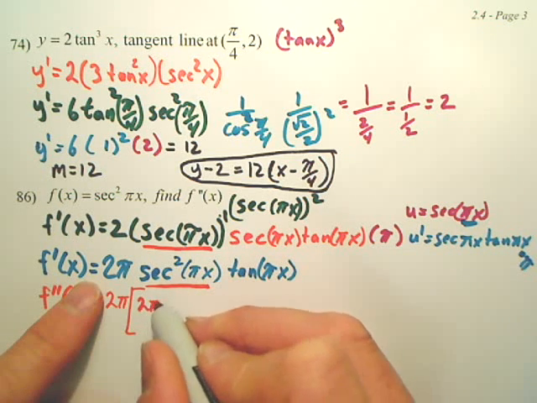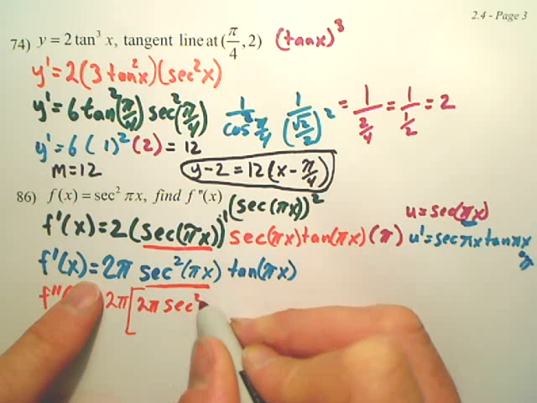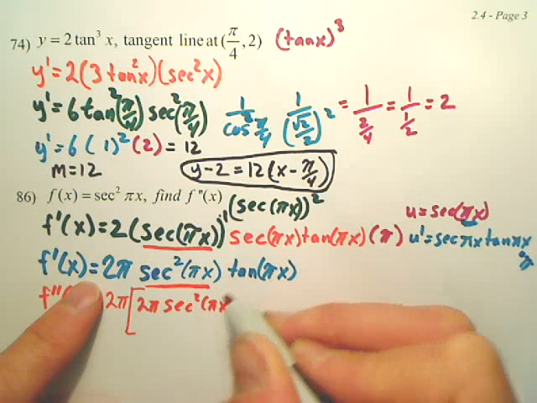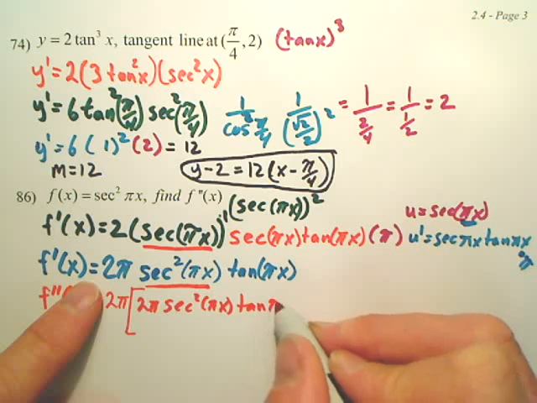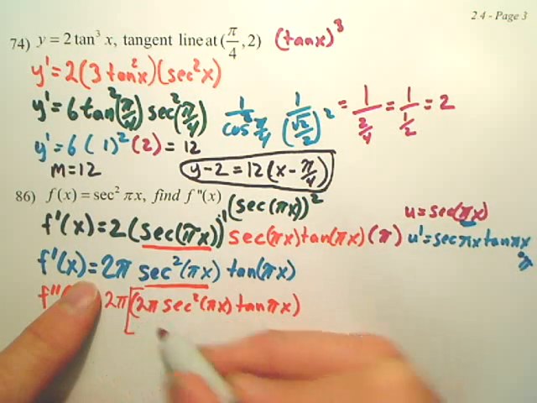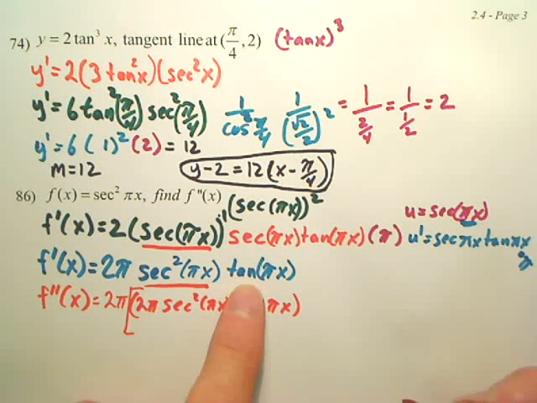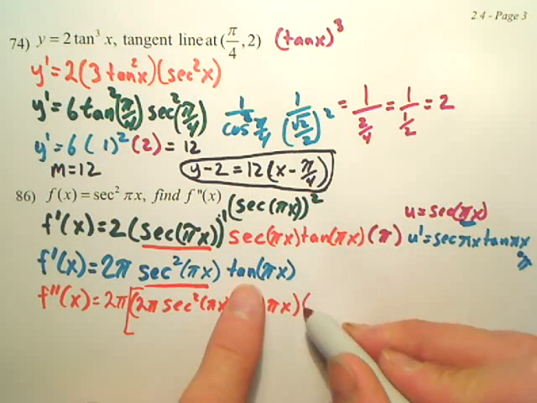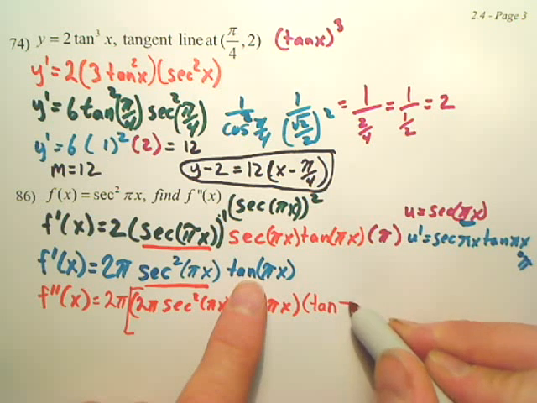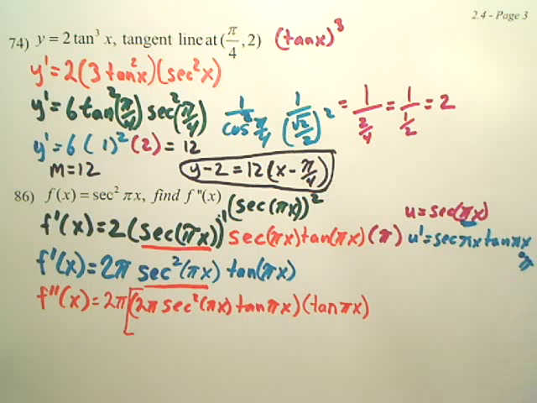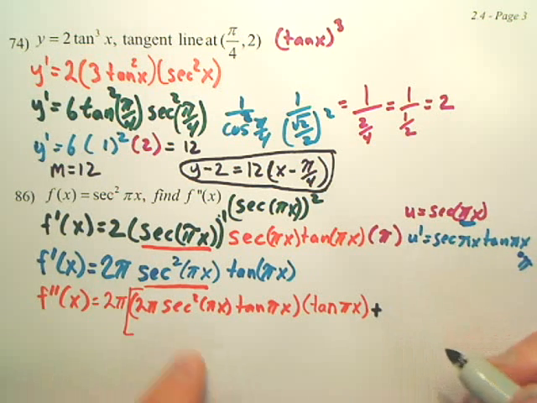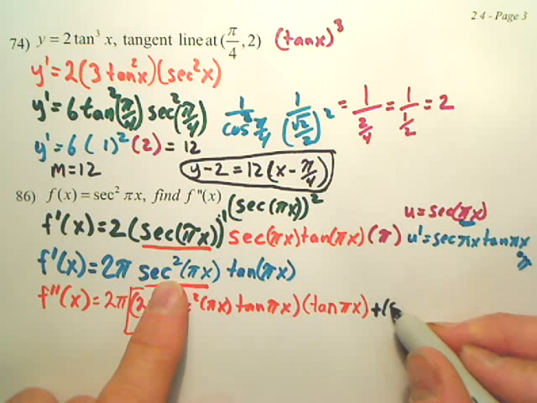So it's 2 pi secant squared pi x tangent pi x. That's the first piece. That's just this piece, is all that. Then, don't you just write tangent pi x? That's the first piece. Plus, leave the first piece.